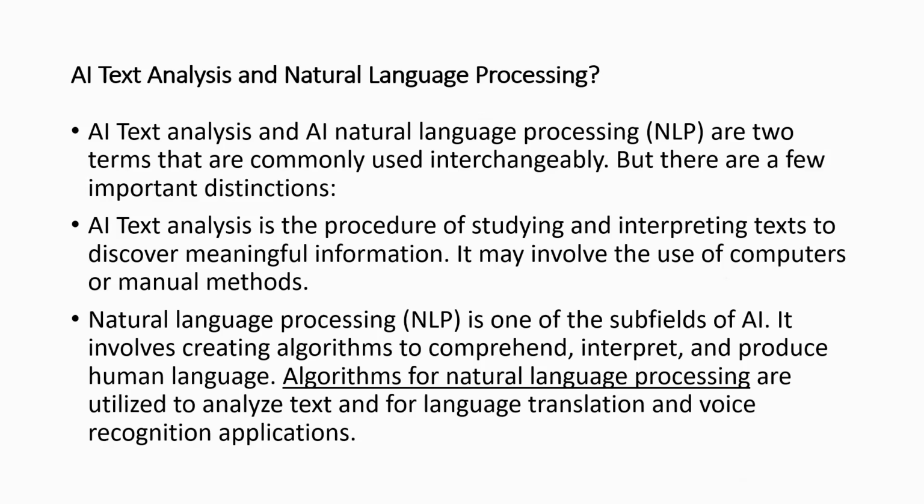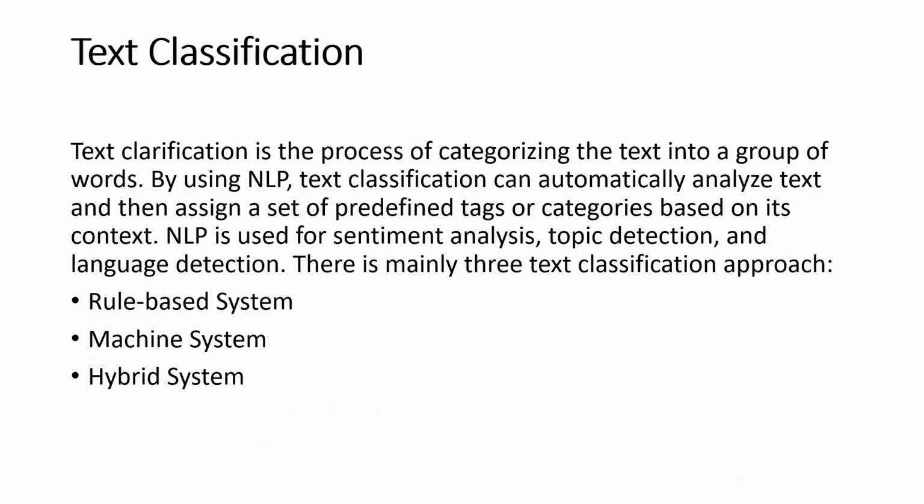But natural language processing is a subfield of AI. It involves creating algorithms to comprehend, interpret, and process human language. Algorithms for natural language processing are utilized to analyze text for language translation and voice recognition applications. In it, we use text classification, information extraction, text summarization, and machine translation. In text classification, it is assigning categories to text, like spam versus not spam, or news category, like that.